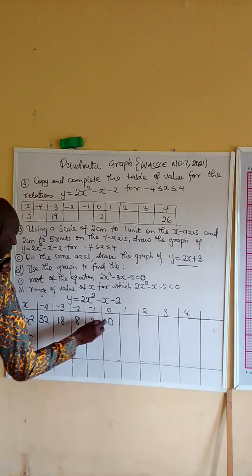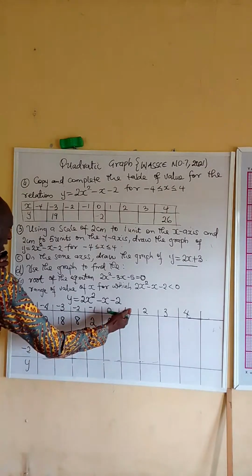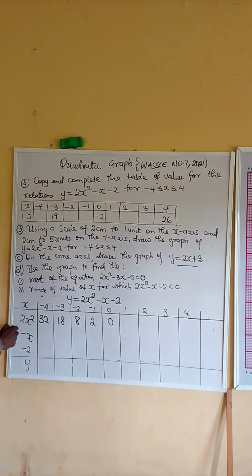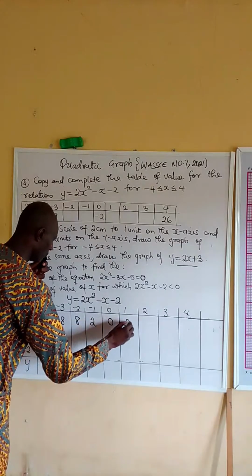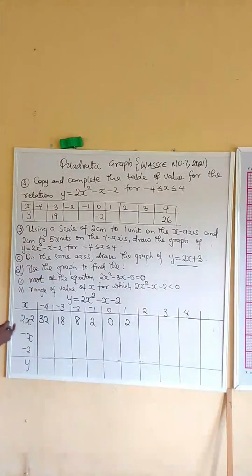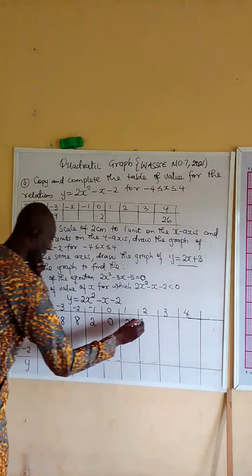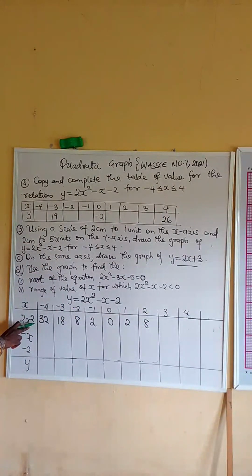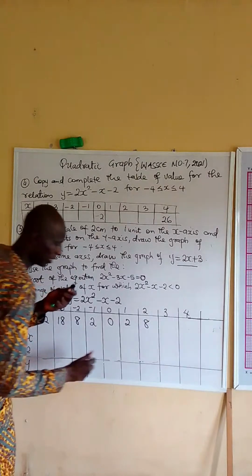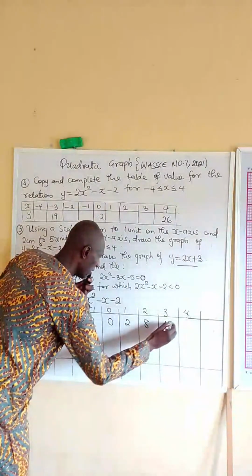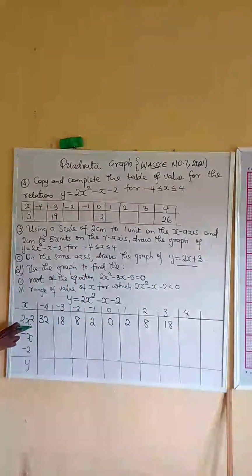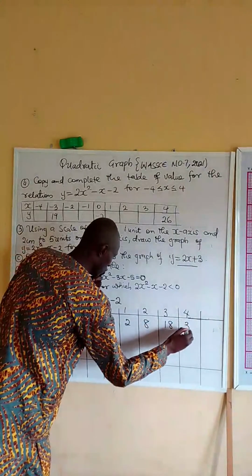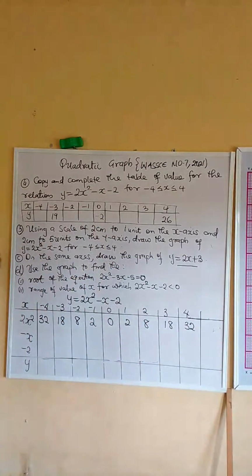So here is 0. The same, I want to replicate it here because 1 squared is 1 times 2 is 2. 2 squared is 4 times 2 is 8. 3 squared is 9 times 2 is 18. 4 squared is 16 times 2 is 32. That's the first step. You have gotten the first one.